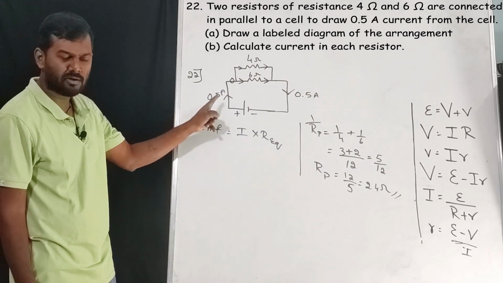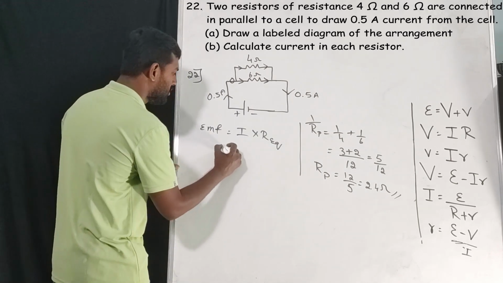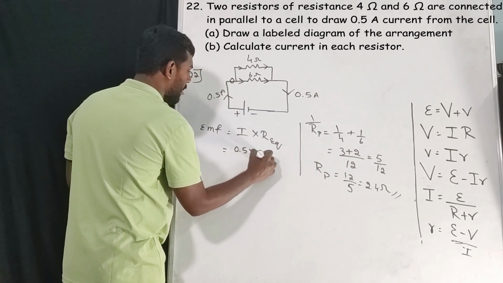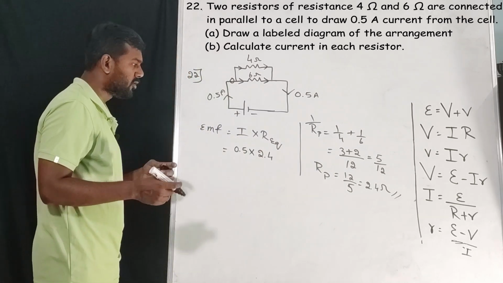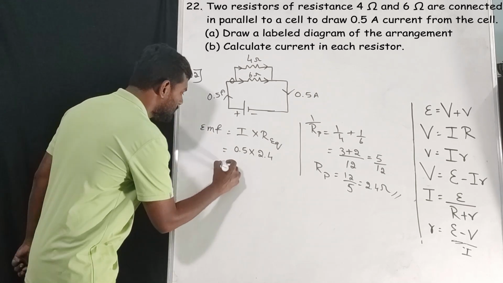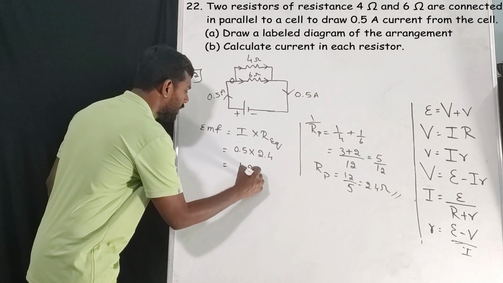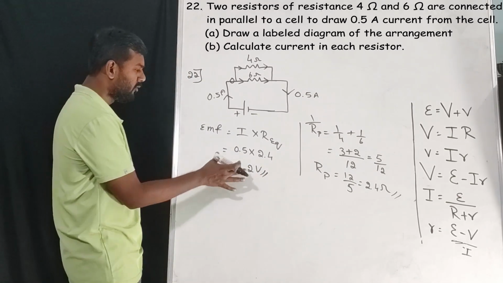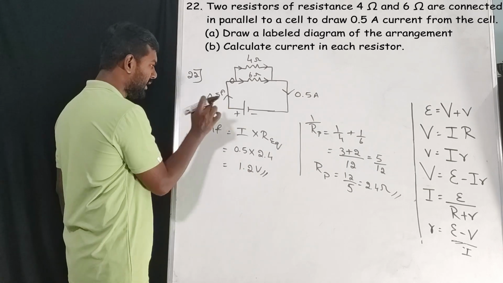We have the value of current, so we can now find EMF. Substitute the values here, 0.5 into 2.4. Whenever you multiply any value with 0.5, it becomes half of it. So the voltage will be 1.2 volts. That's it. Voltage will be 1.2 volts. Now we got the value of voltage, which is nothing but EMF.